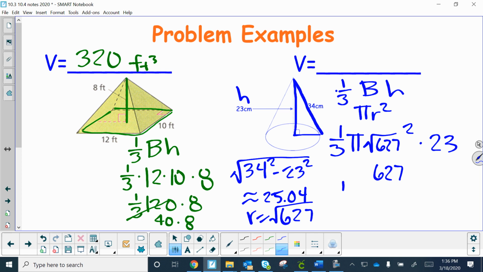So now we're going to do 1/3 times pi times 627 times 23. So the easiest way to do that is just punch in your calculator, 627 times 23, which is 14,421, and then divide that by 3, which is 4,807, and then pi, because I didn't mess with the pi.